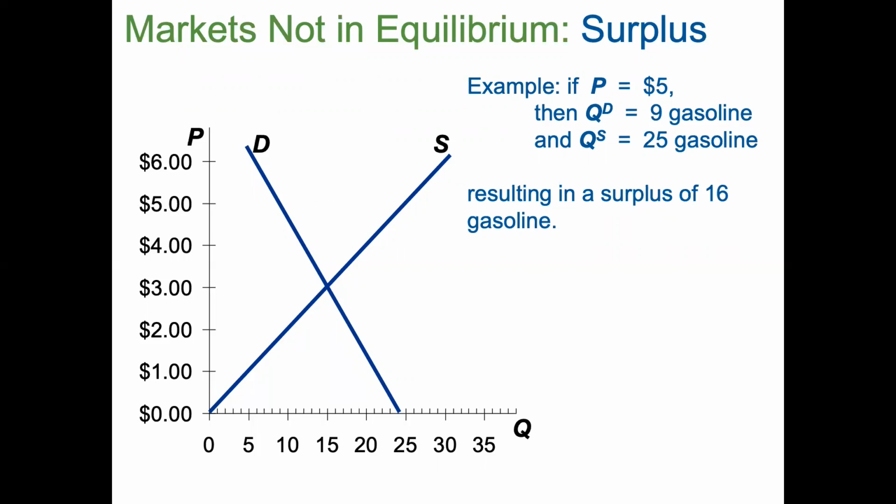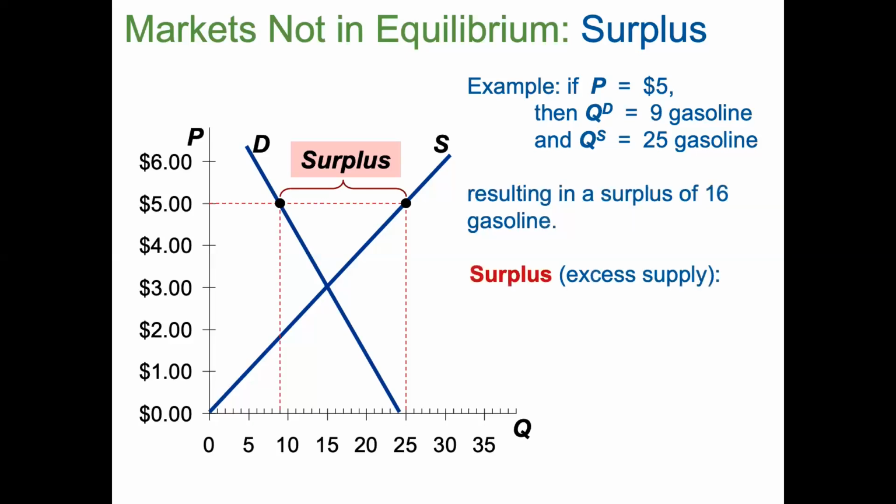What happens if the market is not in equilibrium? What happens if the market price is higher than the equilibrium price? Suppose the market price is $5. Then the quantity demanded for gasoline is 9 and the quantity supplied is 25, resulting in a surplus of 16 gasoline. So when the market price is above the equilibrium, we have a surplus or excess supply, where quantity supplied is greater than quantity demanded.